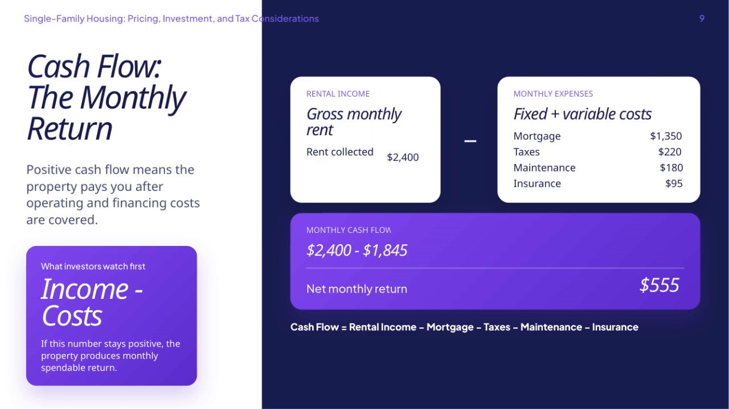In this case, these costs add up to $1,845. After subtracting these expenses from your rental income, you're left with a net monthly return of $555. Investors pay close attention to this figure because if your cash flow stays positive, it means your investment property generates a consistent monthly spendable return. This cash flow calculation is a fundamental way to assess the profitability of a rental property.